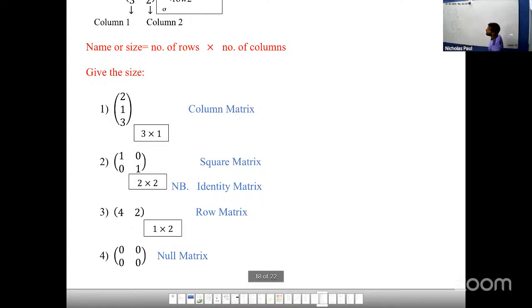All right, next one, you have a row matrix. 1 row, 2 columns. That's okay? It's called a row matrix, right? And you have your null matrix. Okay, so that's the way we name matrices, right? In order for us to name a matrix, number of rows by number of columns. That's it. That's all I need you to know.